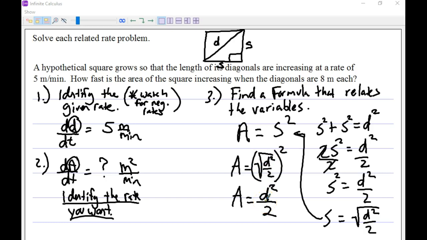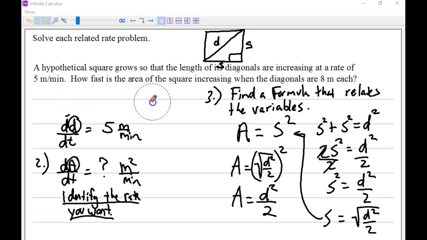All right, so step 1, identify your given rate. Step 2, identify the rate you want. Step 3, find a formula that connects the two variables that you care about. In this case, D and A. We got there. On your test last time, like I said, you didn't have to do any of that. They just gave you the formula up front. So that was nice.